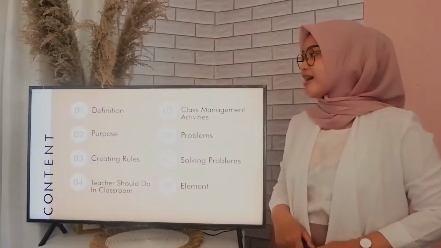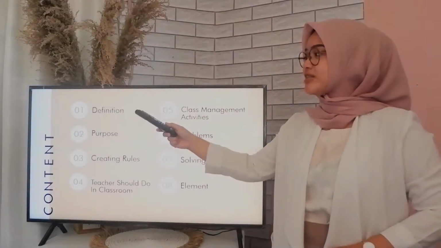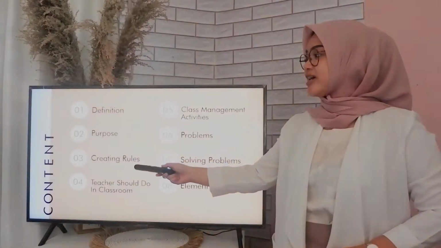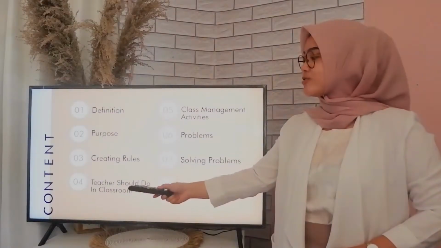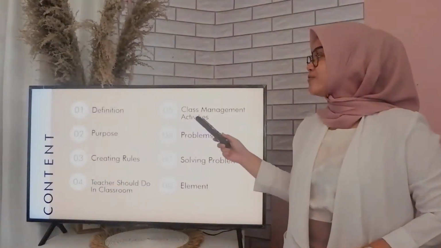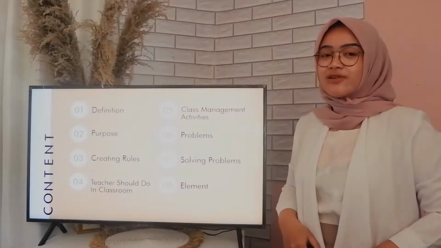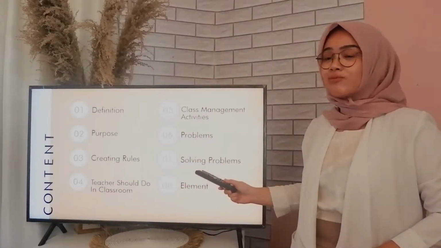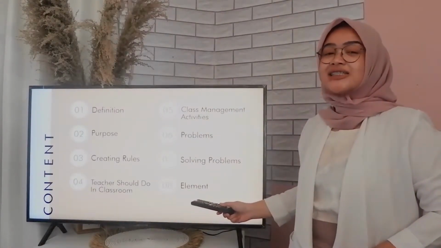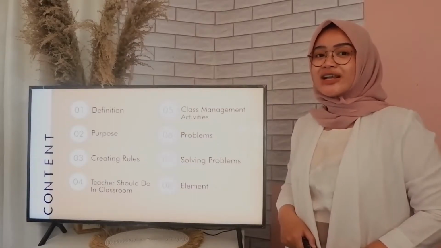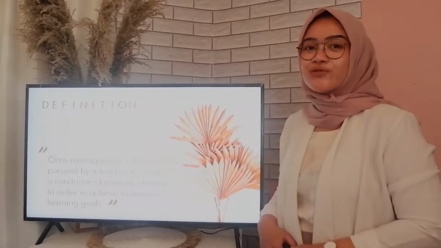This is the content. The first one is definition. The second is the purpose of classroom management. The third is creating rules. The fourth is what a teacher should do in classroom management. The fifth is class management activities. The sixth is the problems and how to solve the problems, and the last one is the elements. So let's move to the first, the definition. Let's move from the start.